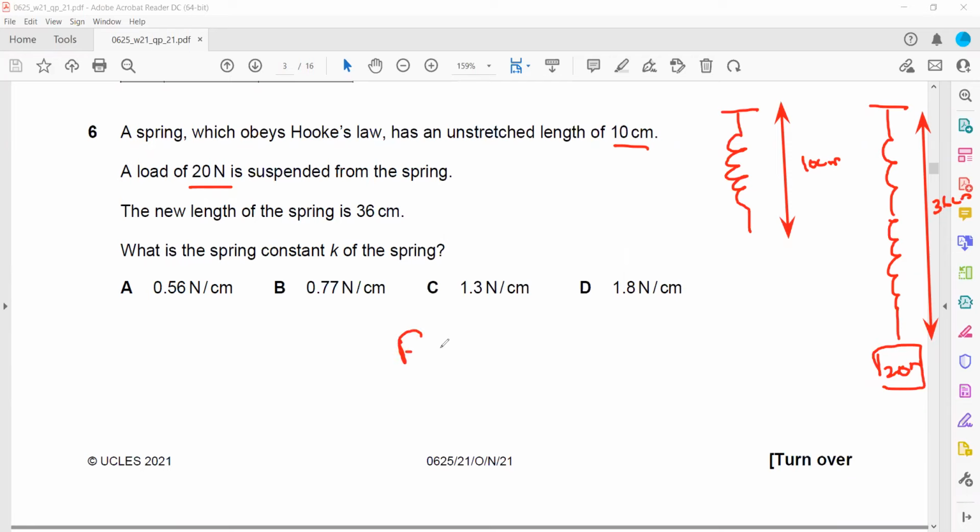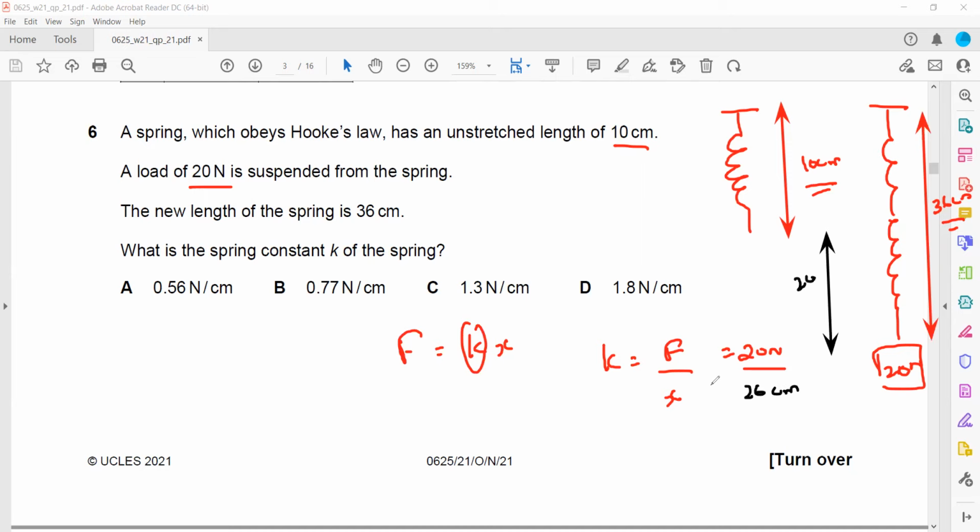So we have the formula F is equal to Kx. Force is equal to the spring constant times the extension. We need the spring constant, so we need K. K is equal to F divided by x. So it will be force divided by extension. How much force did we apply? We applied a force of 20. How much is the extension? The original length of the spring was 10 and the new length is 36. So how much has it extended? It will be 36 minus 10, that is equal to 26. So the extension is equal to 26. So this will be 20 divided by 26.